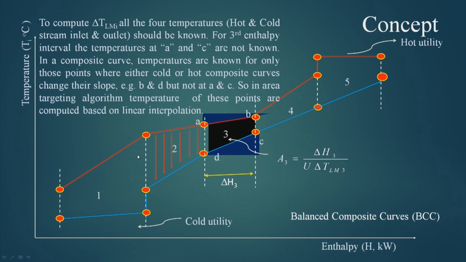Further, if we see here, then we find that there are a few points which are not available. Like if we see this number 3, that is the third enthalpy interval, the temperature at A and temperature at C are not known in the composite curve. So, these temperatures have to be found out before we go for area targeting.